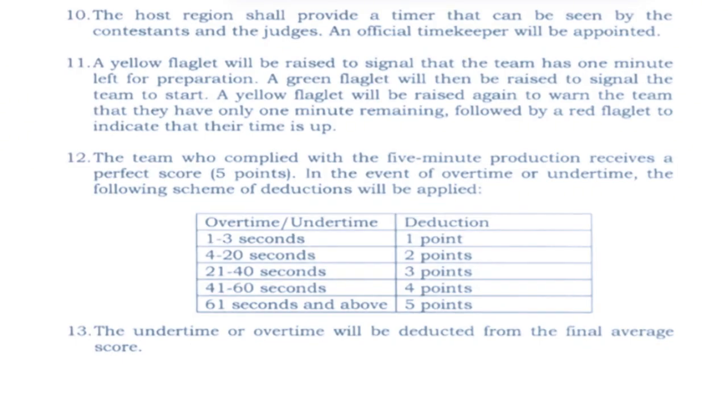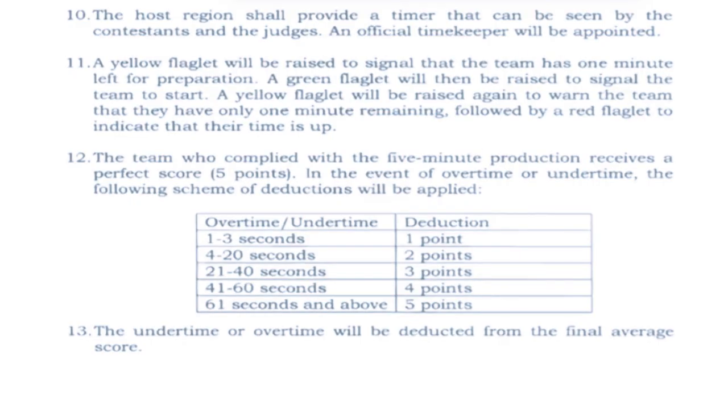It is also important for broadcasters to be a keen observer, especially with the time, because they might not be aware of the time, especially since the deduction of points right now is different compared to the 2023 NSPC guidelines. So the team who complied with the 5 minute production receives a perfect score of 5 points. In the event of overtime or undertime, the following scheme of deductions will be applied.